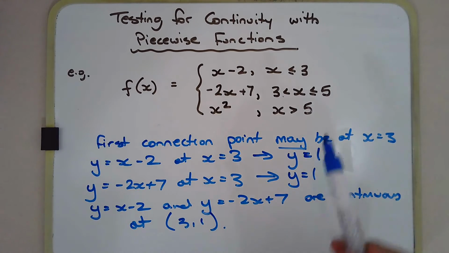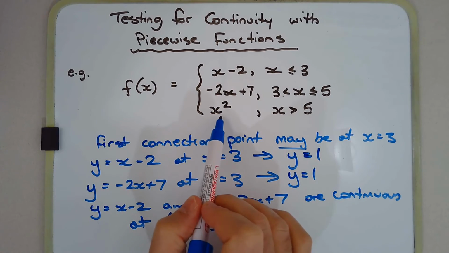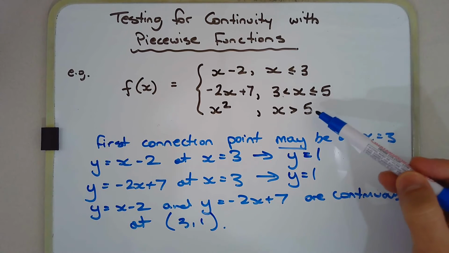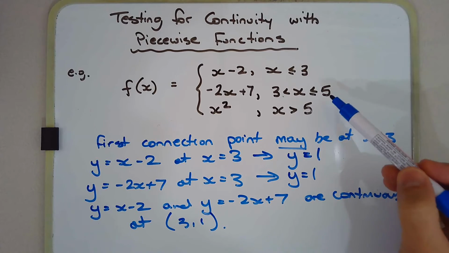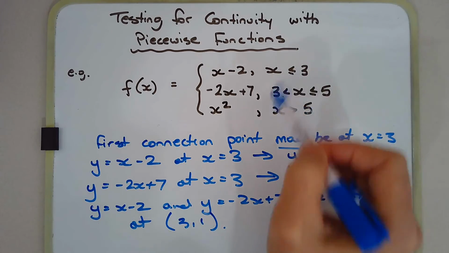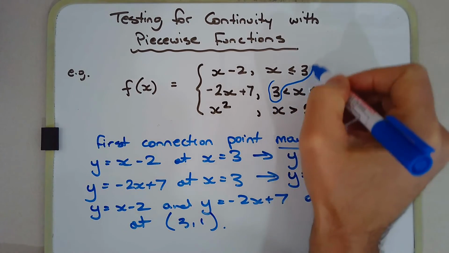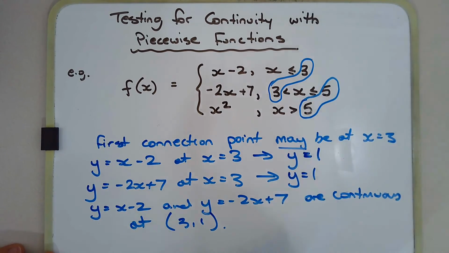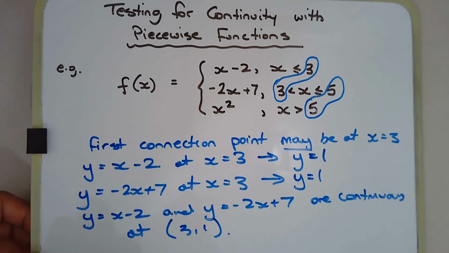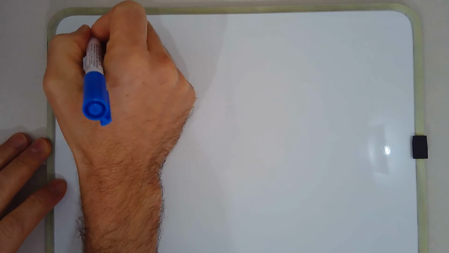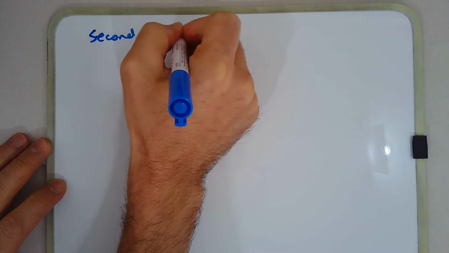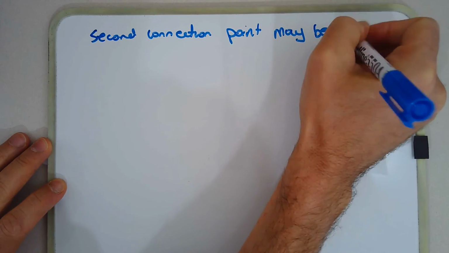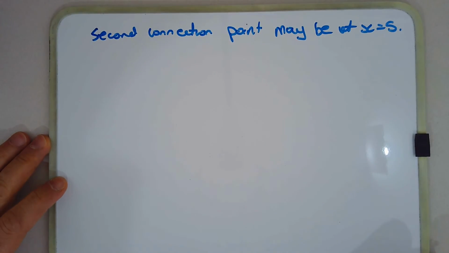We can see that the second piece and the third piece, a linear function and a parabola, may be connected at x equals 5. You can see here where the connection points are. I might just highlight it there. So there's one connection point, and this is potentially the other connection point. So this is the second one that we're testing. The second connection point may be at x equals 5. So let's test that.